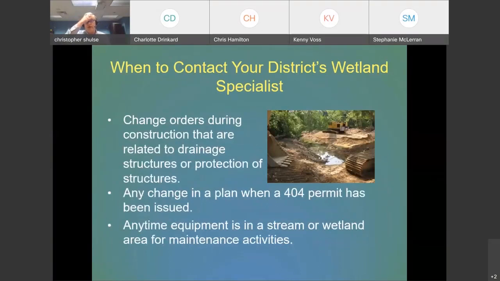When to contact our office. If you have change orders during construction that are related to drainage structures or protection of structures, make sure you get in touch with us.